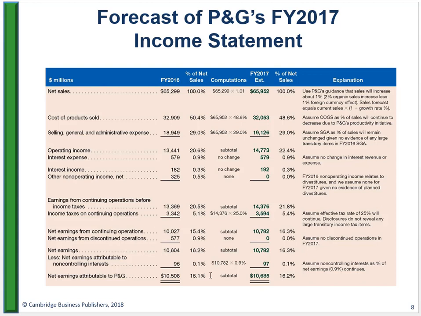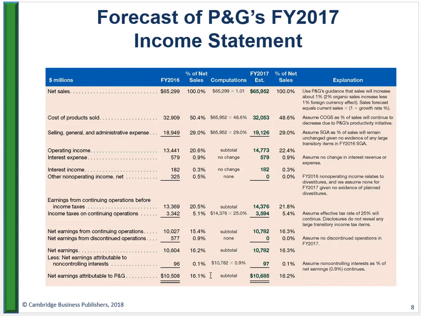So our authors here note that they are using Procter & Gamble's company guidance that sales will increase about 1%, which equates to a 2% organic sales increase, less a 1% foreign currency effect. So the sales forecast equals the current sales times 1 plus the growth rate, and that growth rate came from management. And in their analysis, this analyst didn't find any compelling reason to differ from management in that forecast, so it was taken at face value.